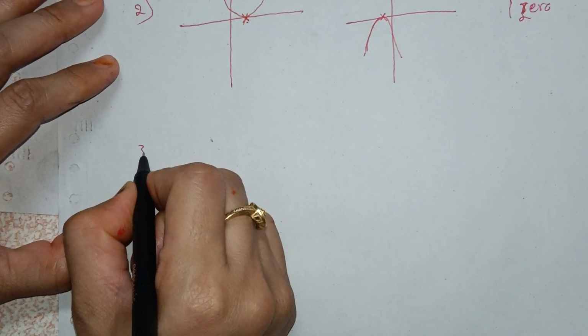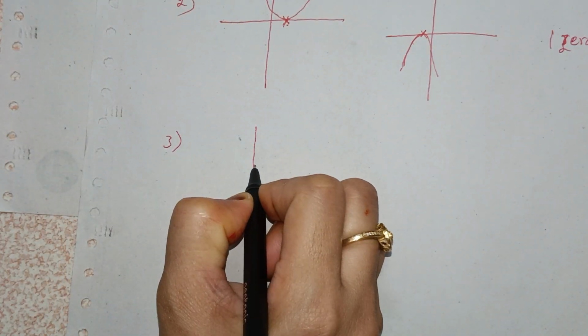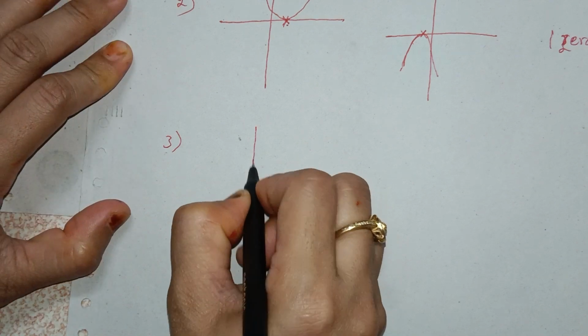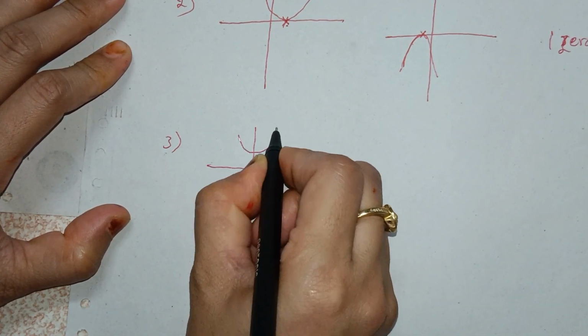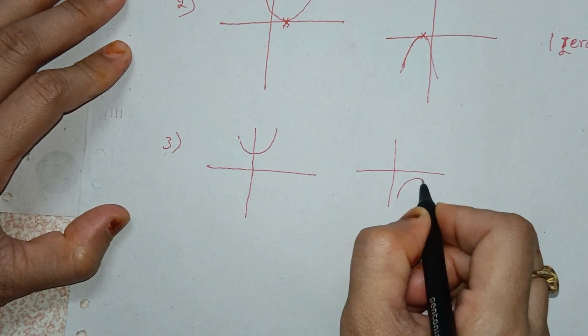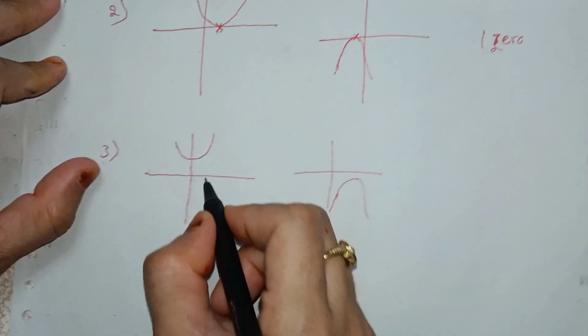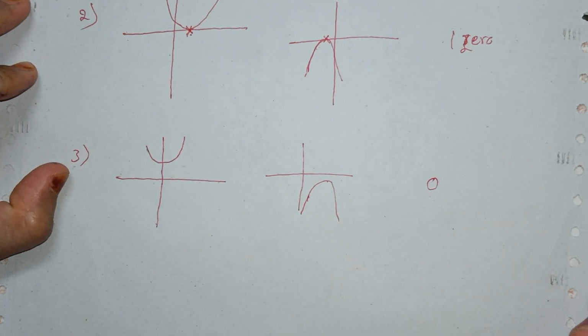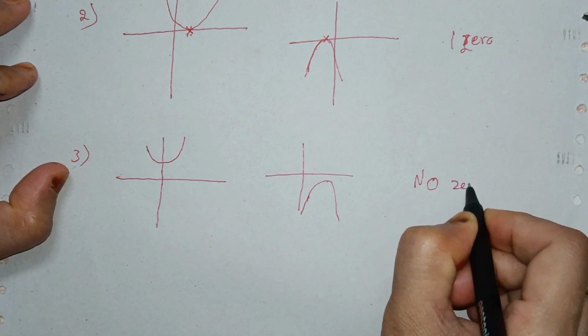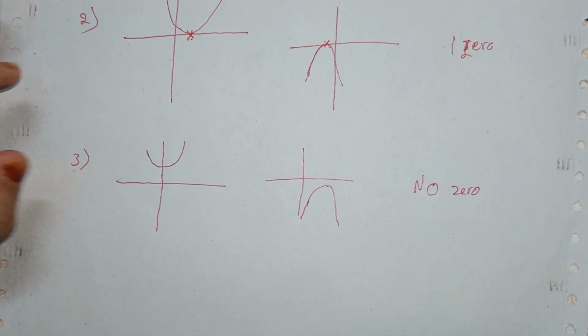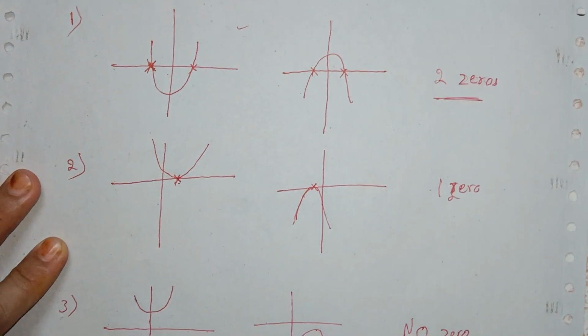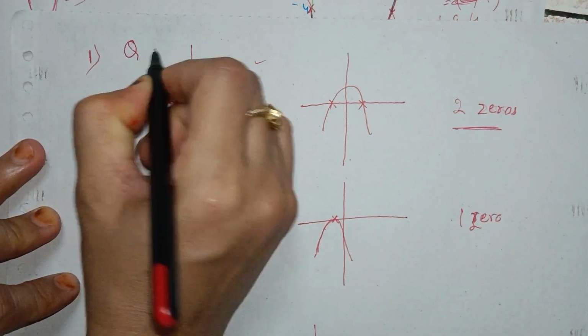Sometimes in the other case you may also see it like this, where this parabola is not touching the x-axis. Means here no zeros. So these 3 cases will be seen for a quadratic polynomial.